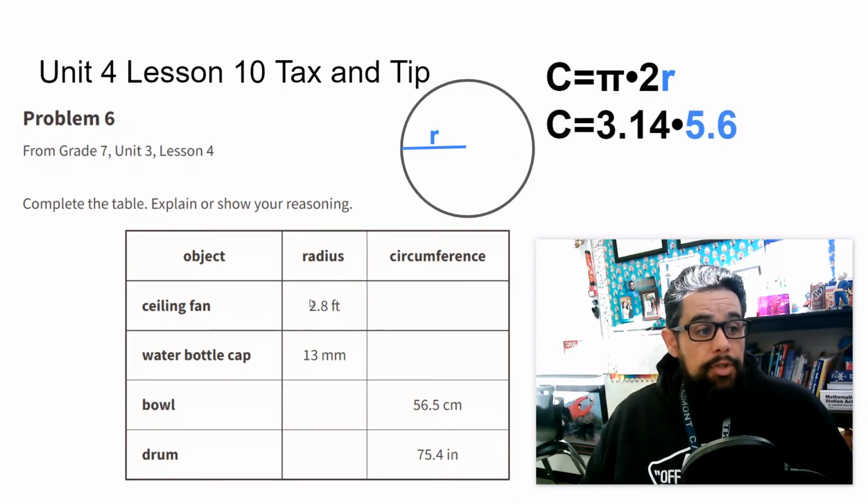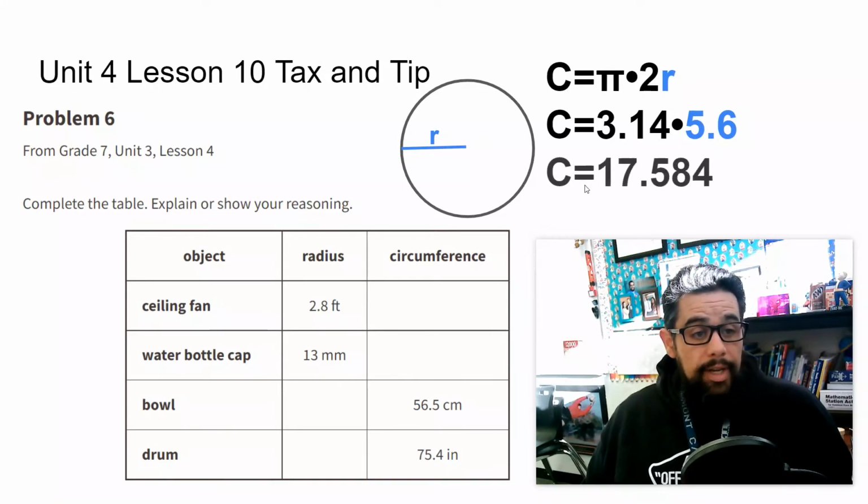Okay. For our first one, the ceiling fan, the radius is 2 8/10. 2 times the radius, I'm going to double that and I get 5.6. Then I'm going to multiply that by 3.14. Okay, multiply that out and I get 17 584 thousandths.